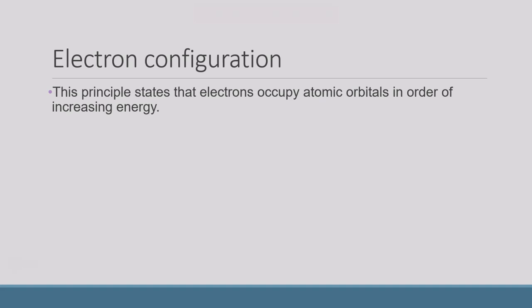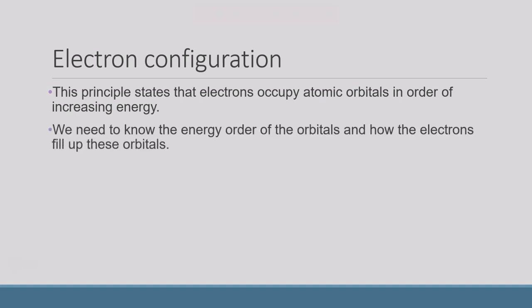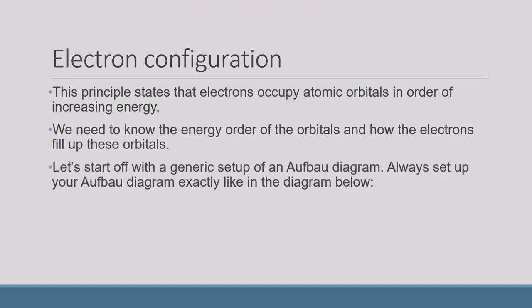Now remember that n equals 1 has less energy than n equals 2. N equals 3 has more energy than n equals 2. So we're always going to first occupy n equals 1 before we move on to n equals 2, n equals 3, etc. We need to know the energy order of the orbitals, and then we can show how the electrons fill up these orbitals. So we're going to start off with a generic setup of an Aufbau diagram.